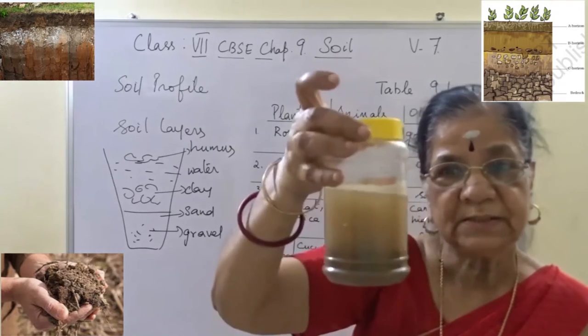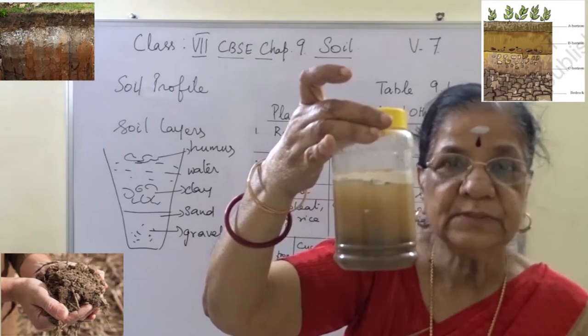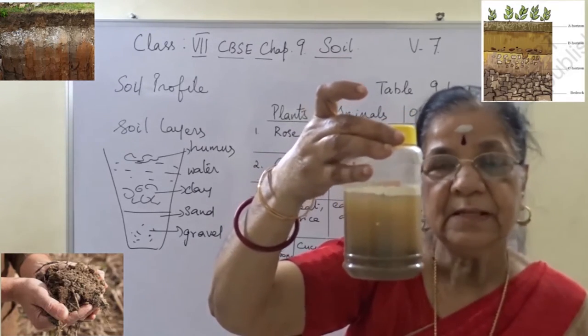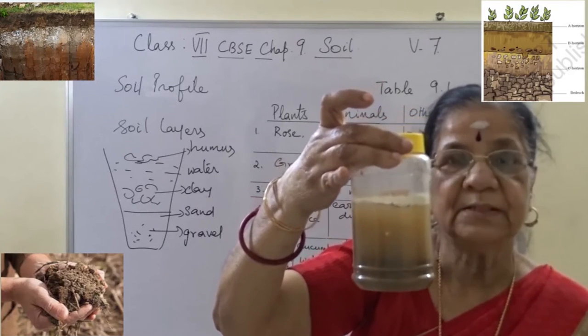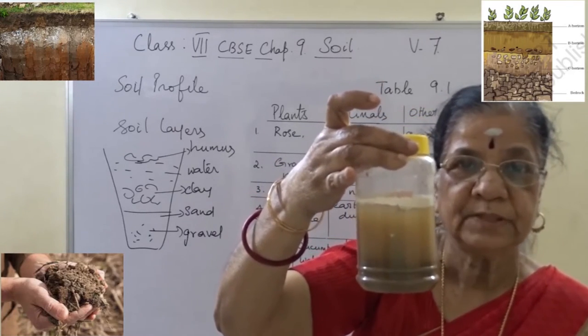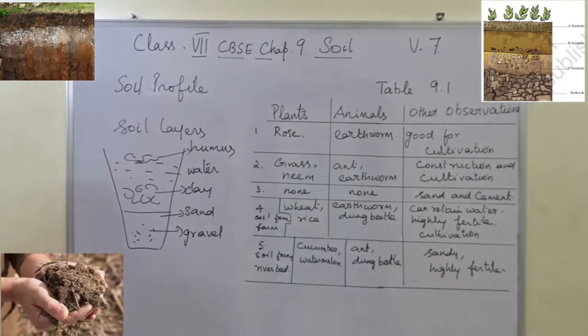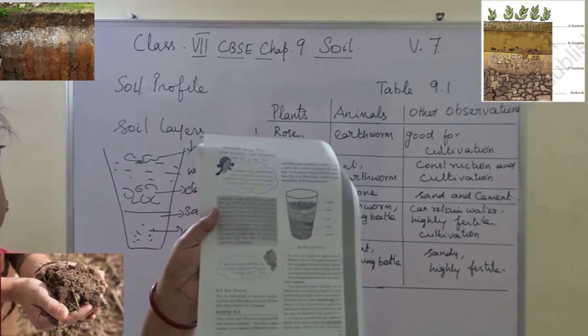I hope you understand. This is the experiment to find the layers of the soil. In our textbook, a glass tumbler is given, but I am just showing in a bottle that is available here during lockdown. So yeah, the next step, that is the experiment here, layers of the soil.